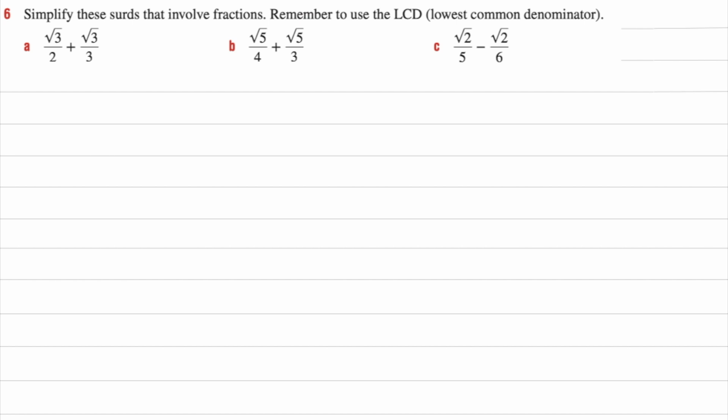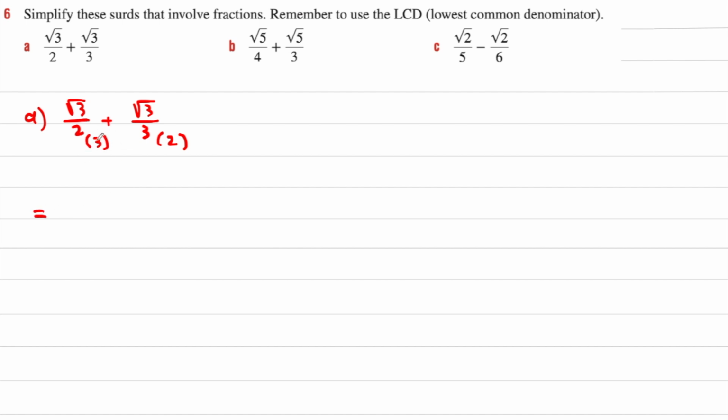Apply surd through the fraction expression. You can see question 6: simplify the surd that involves fractions. Using the lowest common denominator, I want to convert these two fractions to the same denominator. I will multiply this one by 3 and this one by 2.